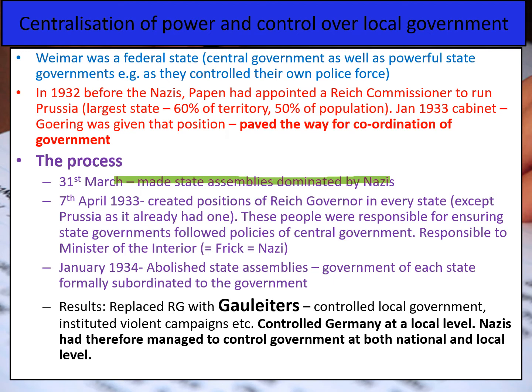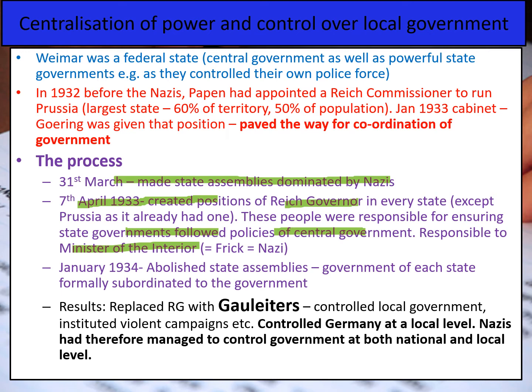Then on the 7th of April, only a week or so later, they created a new position called the Reich Governor in every state, except in Prussia, because they'd already created one previously. Now, these people were responsible for ensuring that state governments followed the policies of central government. Basically, they were put in there to ensure that the local governments did as they were told by the central government in Berlin. And these Reich governors were generally all Nazis, and whether they were actually officially a member of the Nazi Party or not, their boss was the Minister of the Interior.